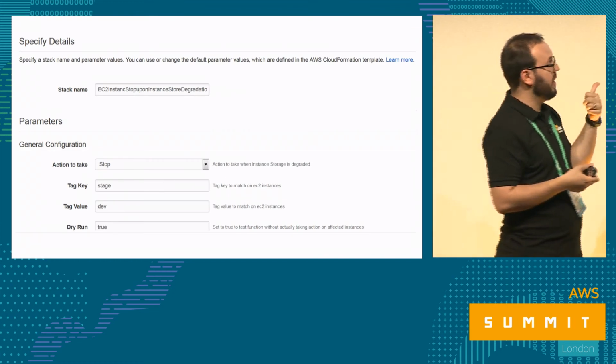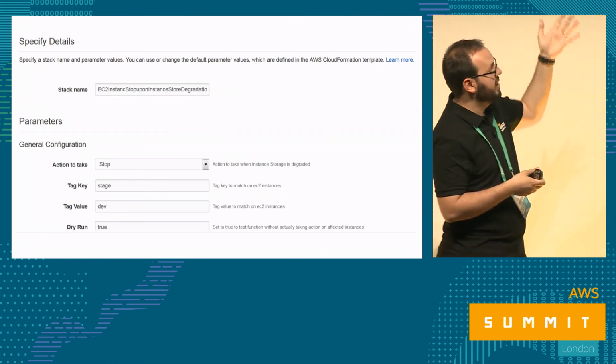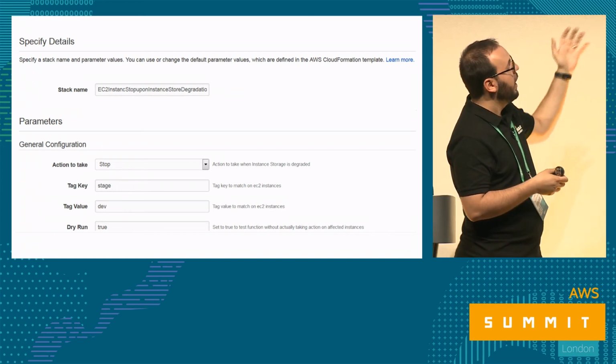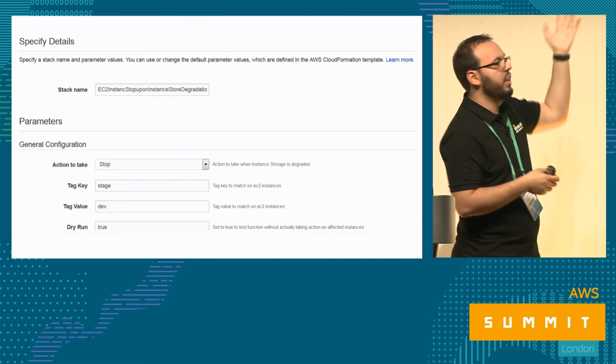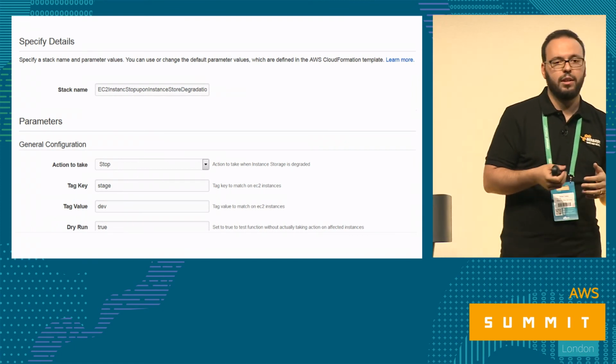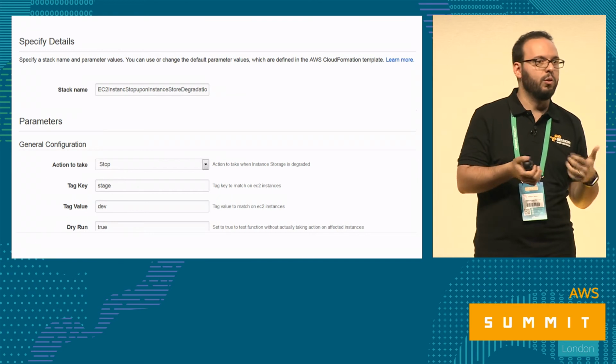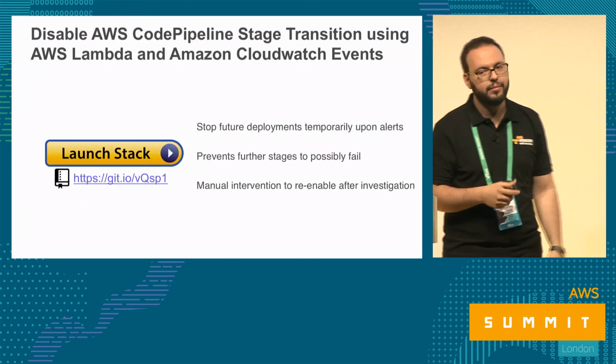So when you launch that stack, all you have to tell it is how you're tagging those instances so it knows what to do, and whether you're doing a dry run or not, and then you can define whether you want to stop or terminate. Like we said previously, you don't want to poke around your production databases. You want to do something smarter than that.